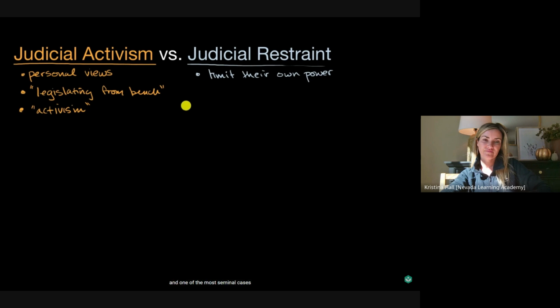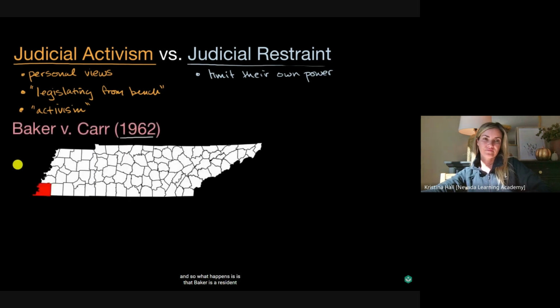One of the most seminal cases on judicial activism versus judicial restraint happened in the early 1960s, and that is the case of Baker versus Carr. What happens is that Baker is a resident of Shelby County, Tennessee.